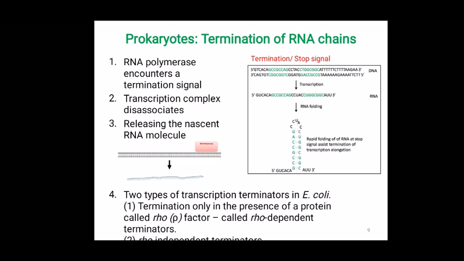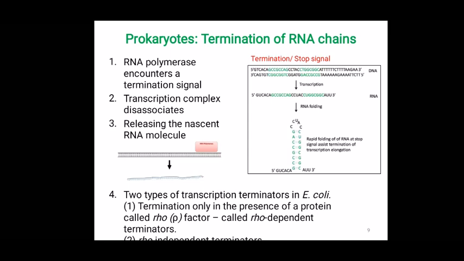Next, the third stage is termination of RNA chains in prokaryotes. The RNA polymerase encounters a termination signal. In the termination signal, we have two signature sequences. These sequences are complementary to each other. Once the mRNA comes out, these complementary sequences interact together and form a hairpin-like or loop-like structure that leads to termination of the transcription. So first the nascent RNA molecule is released, and immediately the loop or hairpin-like structure forms at the termination signal, which stops the transcription.